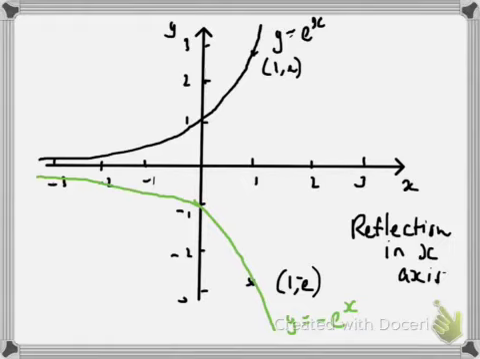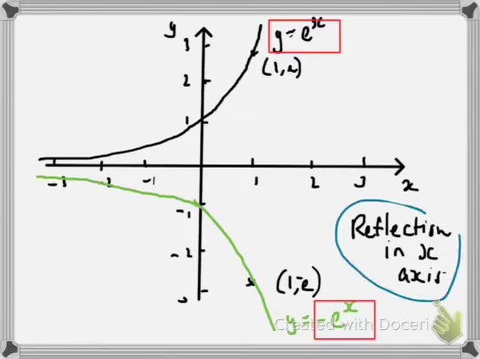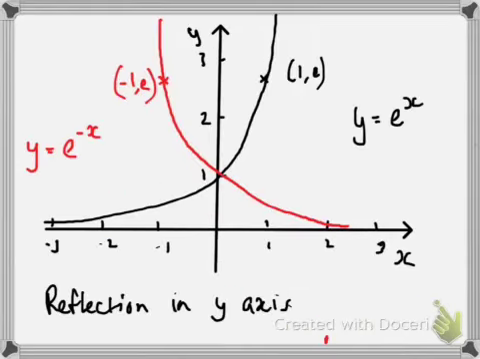Okay, this one's a reflection in the x-axis. So if the negative is out the front of the e to the power of x, as it is in this case, negative e to the power of x as opposed to e to the power of x, which is there, it simply gets reflected in the x-axis. We've done those reflections before, so I won't dwell on them, but the points above the axis are reflected below the x-axis.